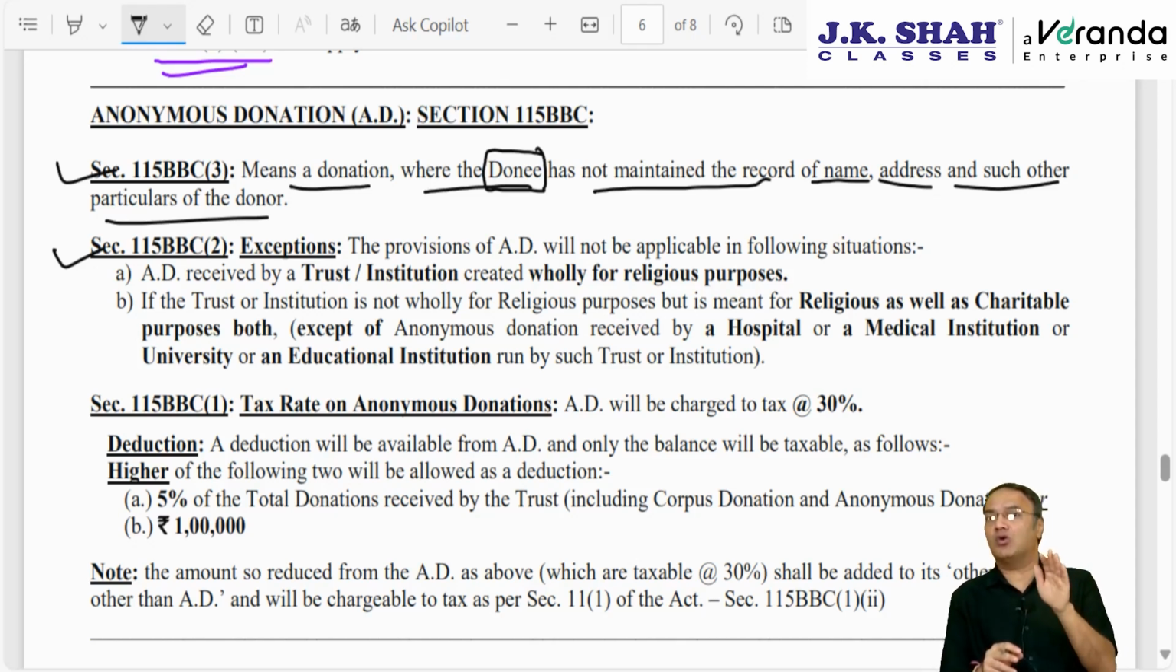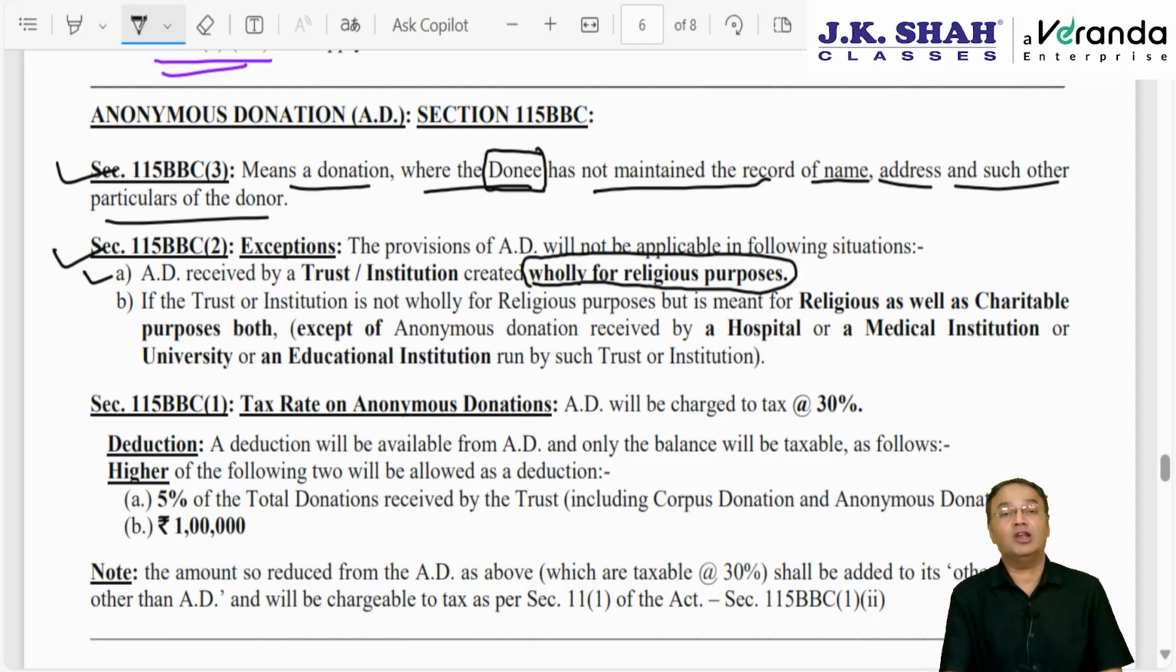It doesn't mean it will go untaxed, but in these 2 exceptional cases, anonymous donation will not be taxed at 30% rate. Meaning thereby, anonymous donation here will be considered as a normal regular donation and will be subjected to the 15%, 85% concept, and the unspent balance amount will be taxable. Number 1, anonymous donation received by a trust which is set up or registered exclusively for religious purposes, wholly for religious purposes, no element of charitable activity at all.